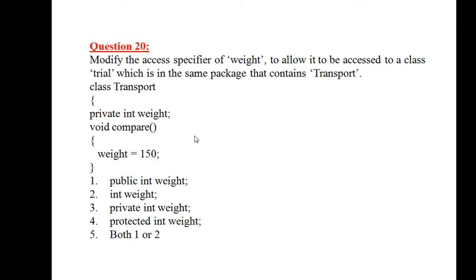Question number 20. Modify the access specifier of weight to allow it to be accessed in a class trial which is in the same package that contains transport. So transport and trial are in the same package. Now you want to use the weight variable everywhere, so you have to change the modifier. So it has to be either public int weight or int weight. So both 1 or 2.